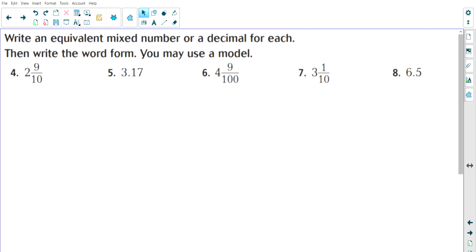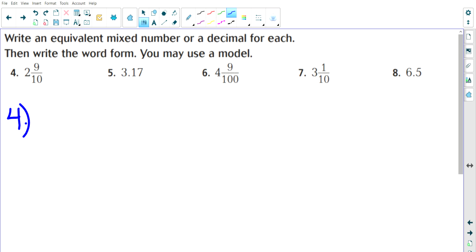All right, a little bit more practice for us. For this one, I'm going to solve 2 for you, and then I'm going to have you do 3 on your own, okay? This is very similar to what I've already reviewed with you. The only difference is we have whole numbers this time.